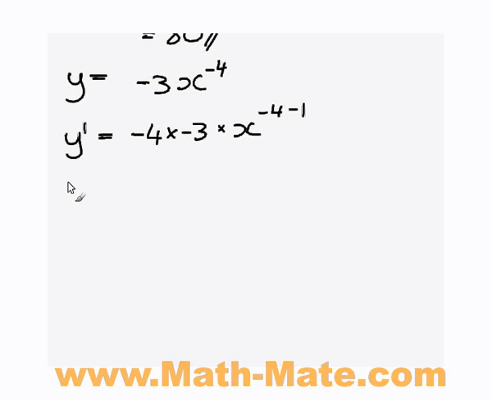So negative 4 minus 1 will be the new power. So y dash equals negative 4 times negative 3, which is 12, x, and negative 4 minus 1 is negative 5, so that's our answer for the derivative, 12x to the power negative 5.